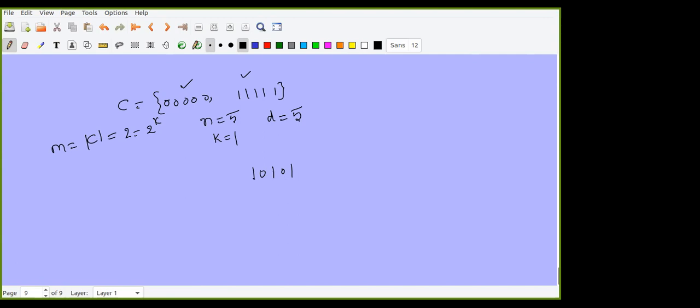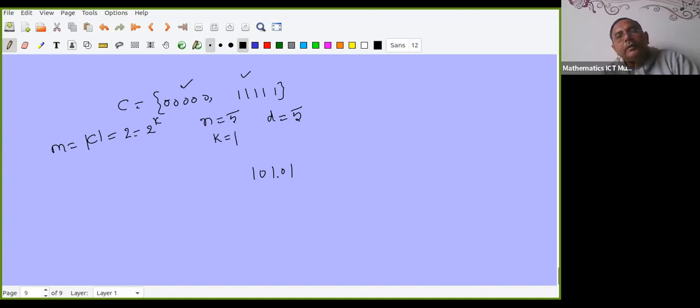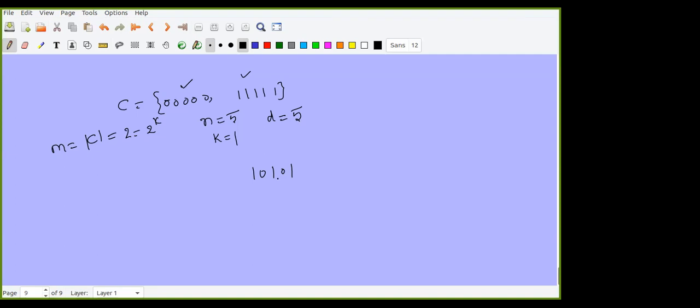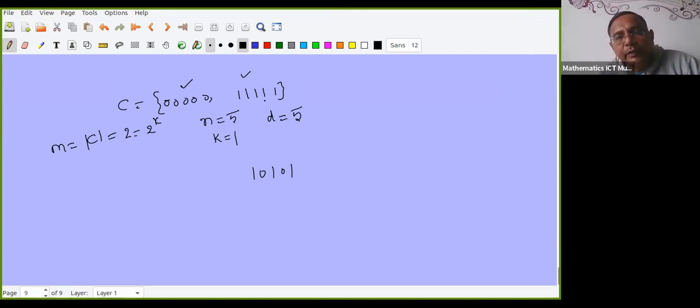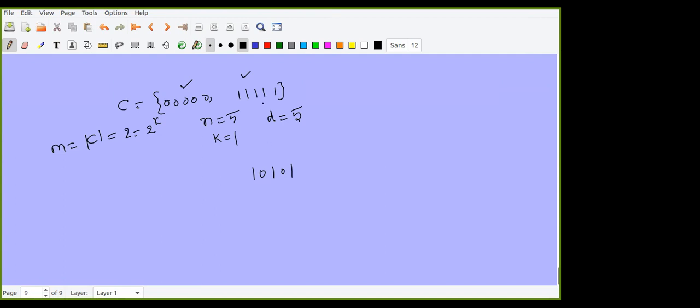1 1 1 1. Why? Because the distance of 1 1 1 1 and 1 0 1 0 1 is almost the same. Means this is 5 and that is 3. Not almost the same. This distance is 2. Distance between these two is 2.